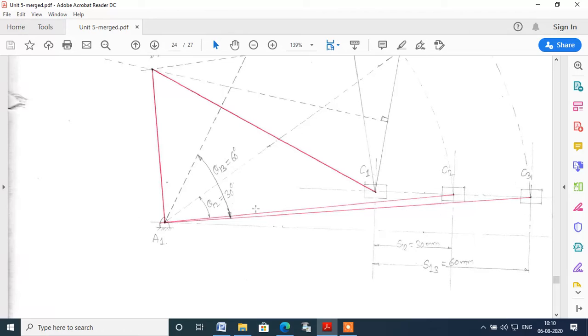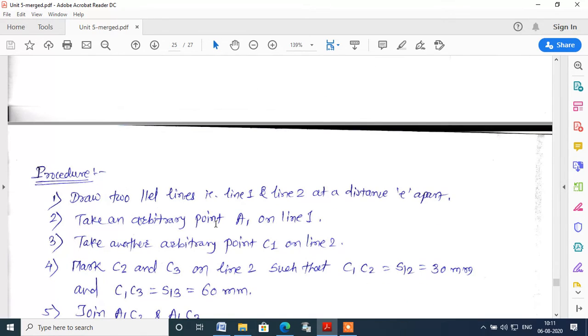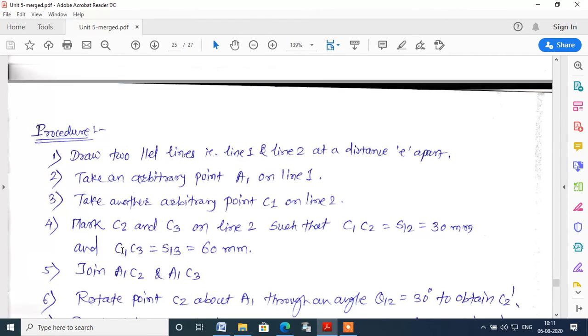Okay, so proper distance, not too long, not too short like this. Okay, okay. Next, mark point C2 and C3 on line 2. You have to mark point C2 and C3 on line 2 such that C1 C2 is equal to the initial displacement of the slider, that is S12.